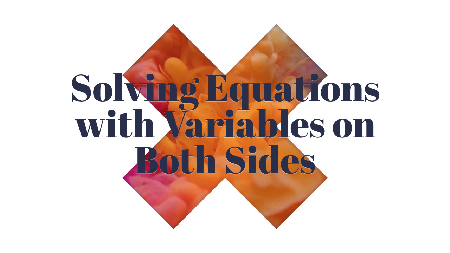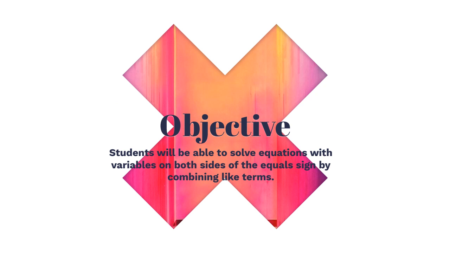Today, we're going to be talking about solving equations with variables on both sides of the equal sign. And our objective for today is students will be able to solve equations with variables on both sides of the equal sign by combining like terms. So taking it a step further, like what I was talking about whenever we were in class last. This is that next step.